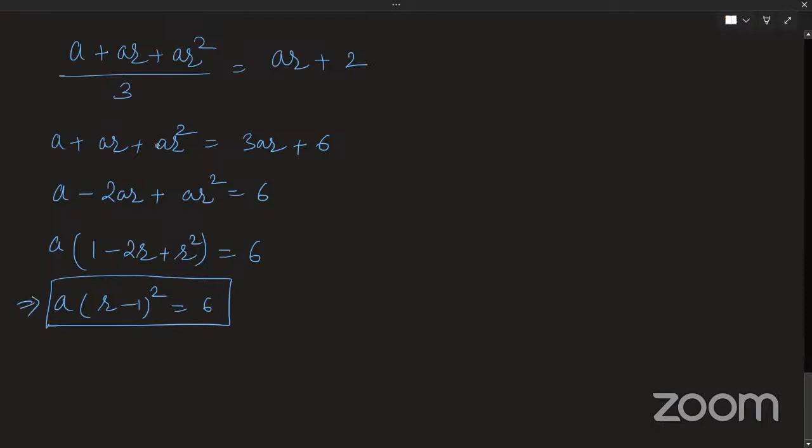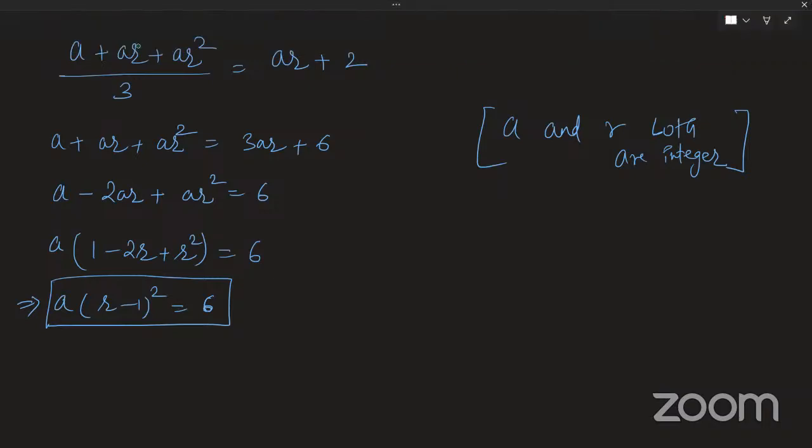Now see what is happening, just look back. A and R both are positive integers. Can you help me calculate the value of A and R? Is it possible? There will be only one value possible of A and R because both of them are integers. So can you tell me what is the value of A and R?